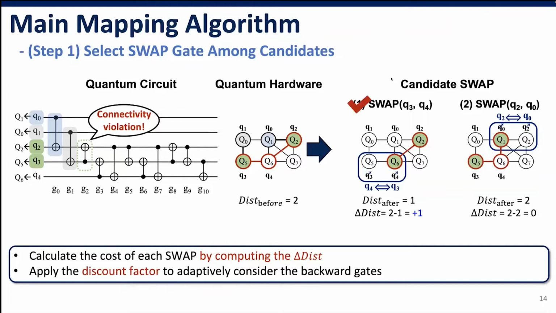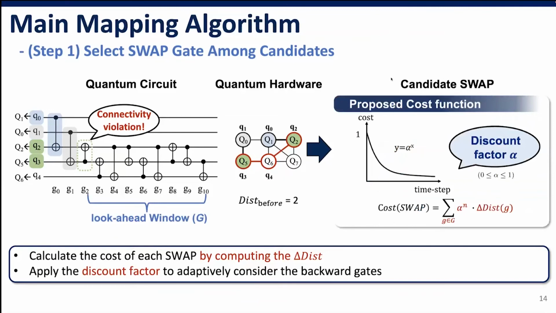But computing the delta distance for only one gate is insufficient. So we also consider the later gates using the Rugoid window. For the Rugoid window, we apply an exponential discount factor. In this way, we give more weight to solving the connectivity problem at the front gate, and we can reduce the size of the search space.